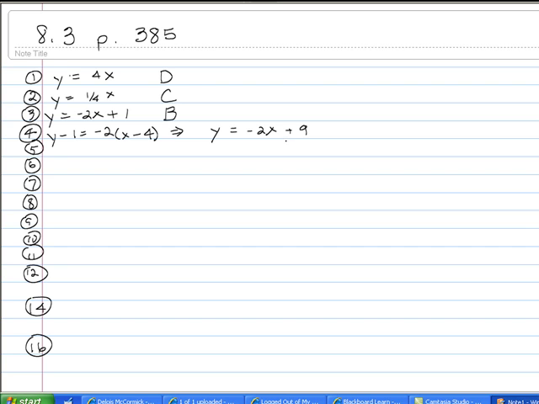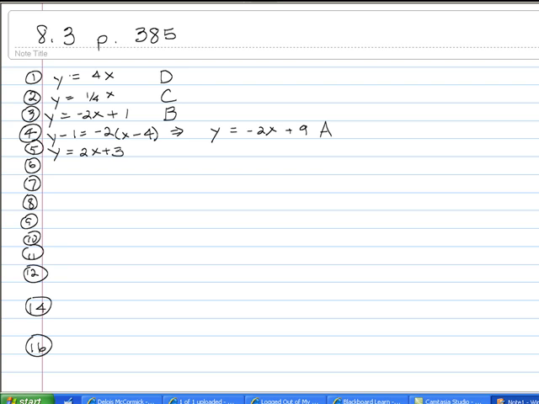Okay, 5 through 12 we have graphs in A through H. So in number 5 we're looking for the graph of y equals 2x plus 3. So the y-intercept is 3 and the slope is 2. It has to be a positive slope. So that means A, F, or H, and the only one that intersects the y-axis at 3 is A. So that would have to be it.